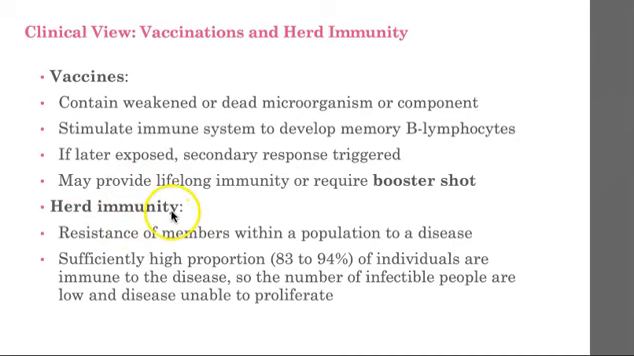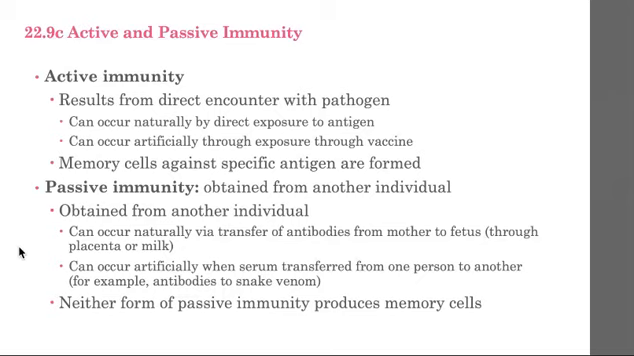We want to achieve herd immunity in certain diseases, which means that a majority of the population becomes vaccinated so that we are able to resist getting that disease to a high level within a certain population. In this way, we are not passing the disease to one another, and it prevents the disease from proliferating or spreading. Now let's talk about the difference between active and passive immunity.